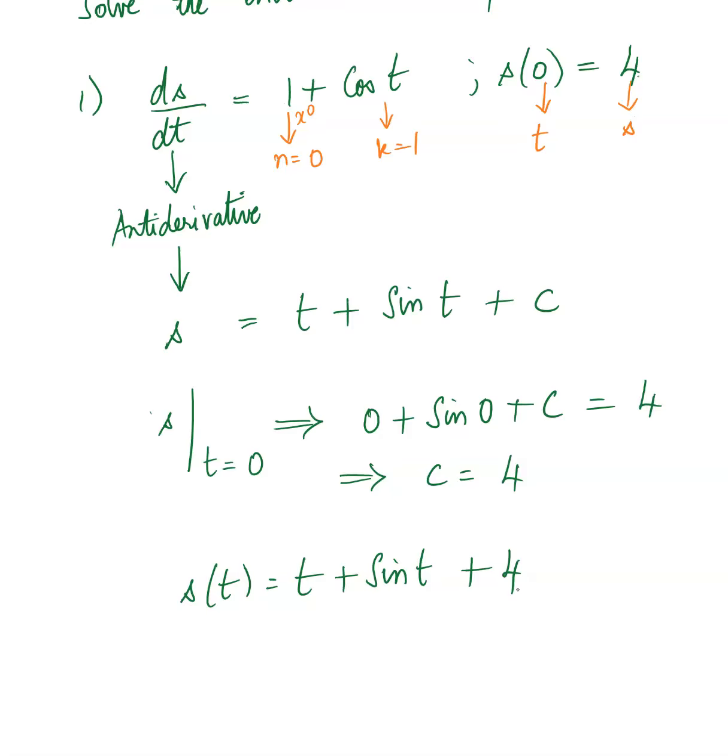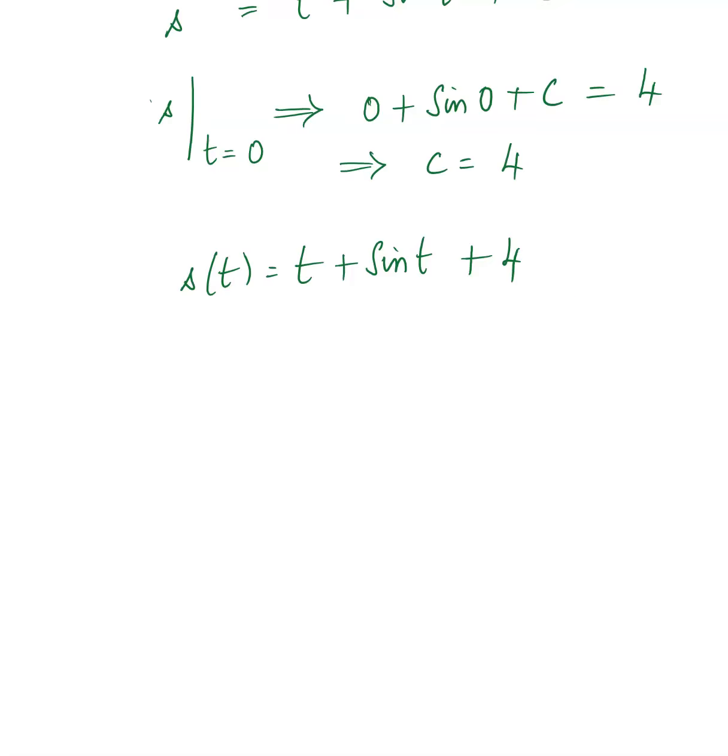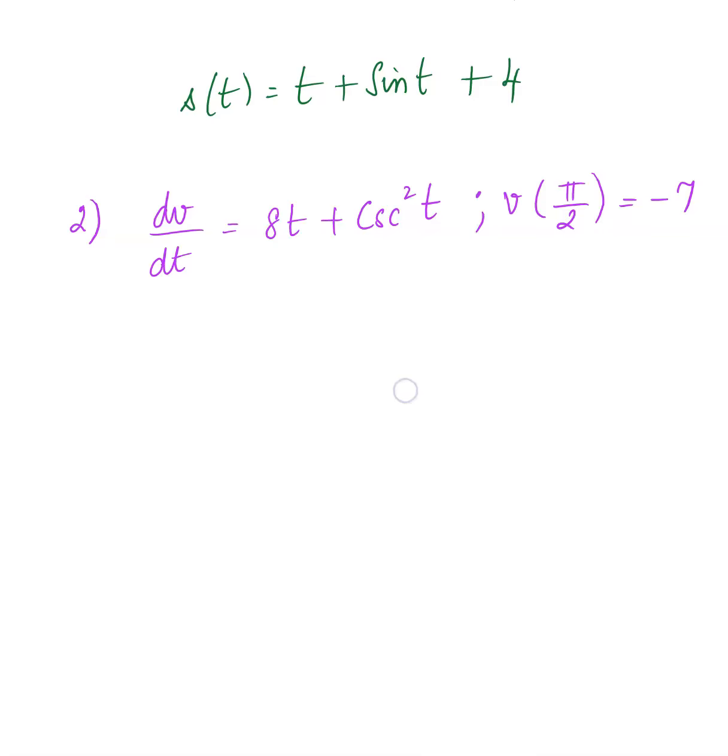So we've seen this. Do another one. dv over dt is 8t plus cosecant squared t, and v of pi over 2 is given to be negative 7. So we're going to practice using the crisp notation. So I'm not going to give too much of an explanation. I want you to just watch me do this.